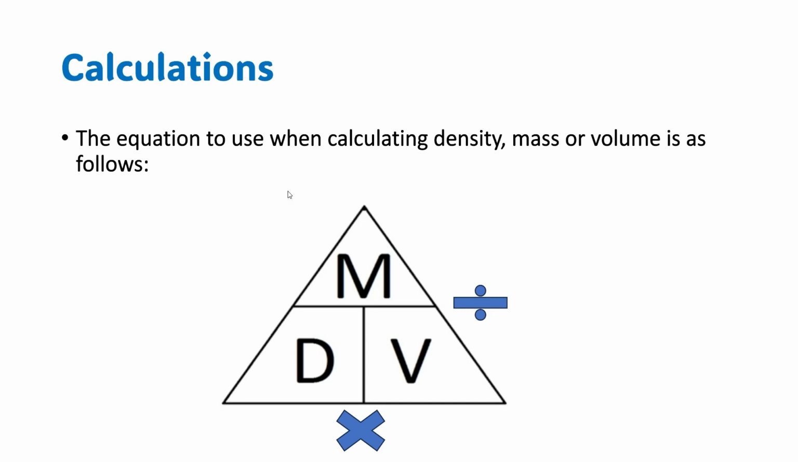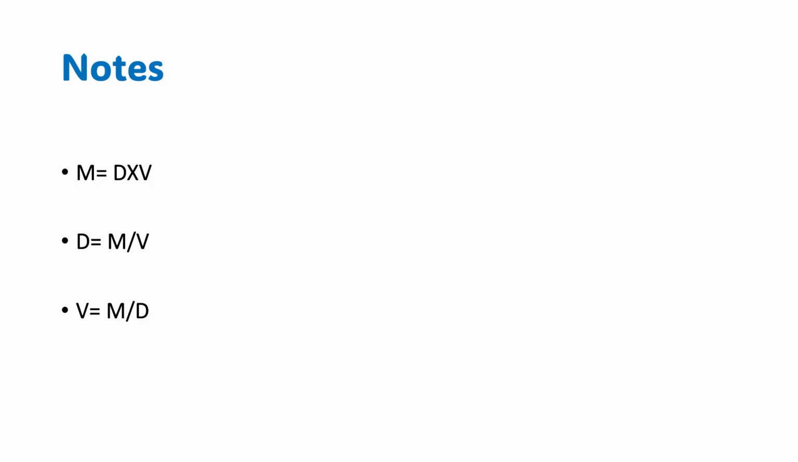Let us look at the formula in more detail. If I'm trying to work out mass, I cover mass and say M equals D times V. Let's do density next. I cover D and say D equals M divided by V. How about you pause the video and do volume on your own? If you said volume equals M divided by D, you are correct. You may take down these formulas so you have them on hand.